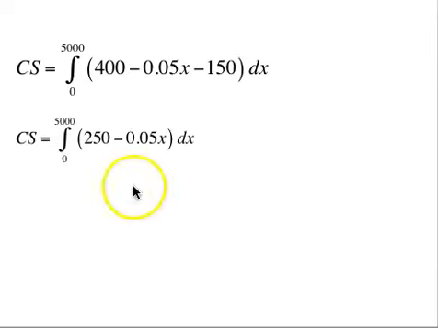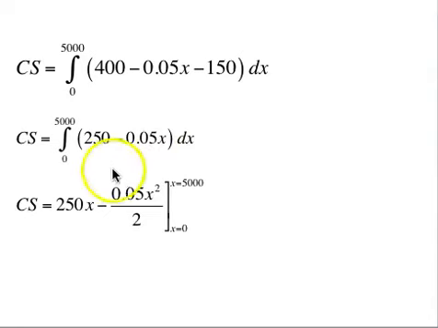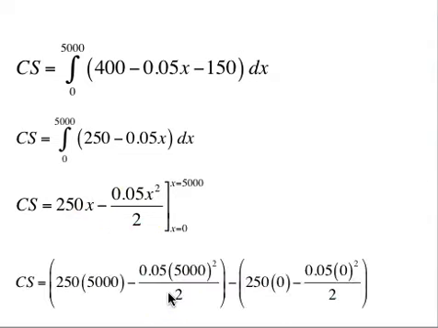Simplifying that, 400 minus 150, 250 minus 0.05x. Integral of 250 is 250x, integral here 0.05x squared over 2, evaluated as x ranges from 0 to 5,000. Well, the fact that it's 0 is nice because 250 times 0, 0.05 times 0 squared over 2, that part will just be 0. So we've got to plug 5,000 into this function to see what our consumer surplus will be. 250 times 5,000 minus 0.05 times 5,000 squared over 2, minus 0. And the consumer surplus we get for this problem is 625,000.